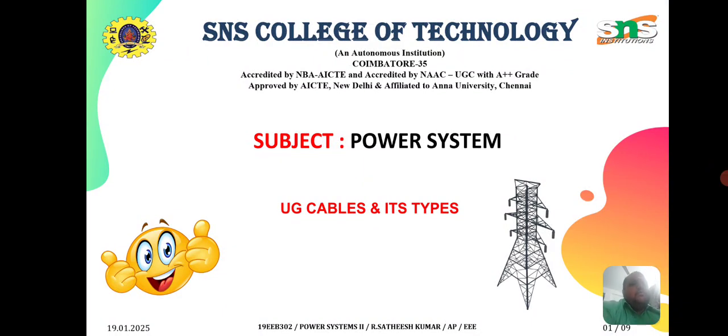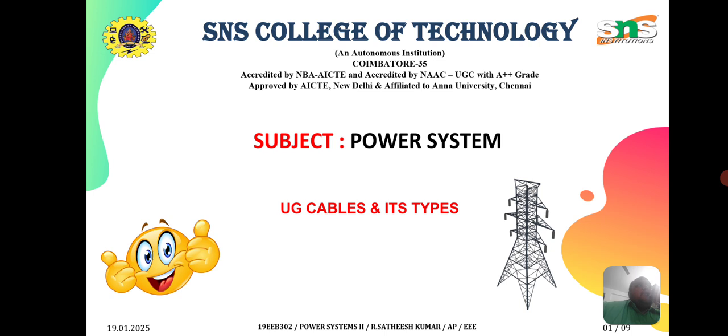Very good morning, students. Today we are going to see the topic underground cables and its types. There are three main parts in the power system: generation, transmission, and distribution. Generation will be taken care of by the generators, and the transmission part, which is a very crucial part, runs for several hundred kilometers. The transmission can be done in two ways: overhead lines and underground cables.